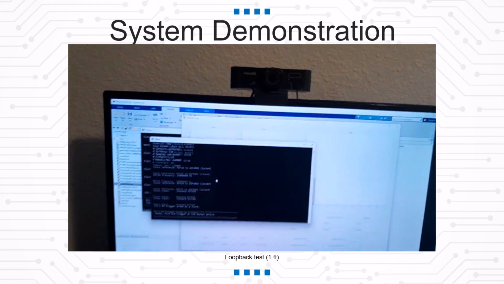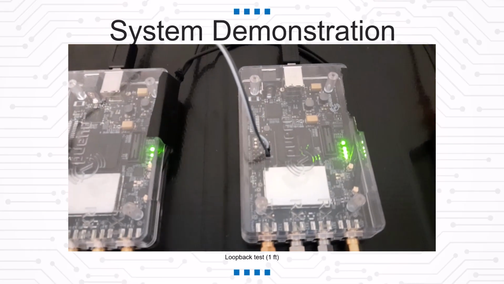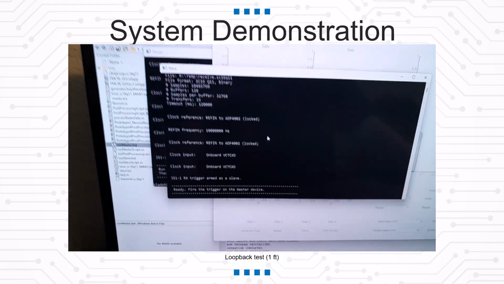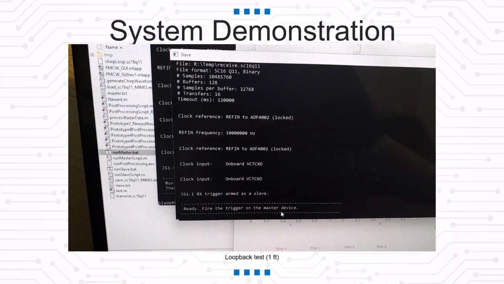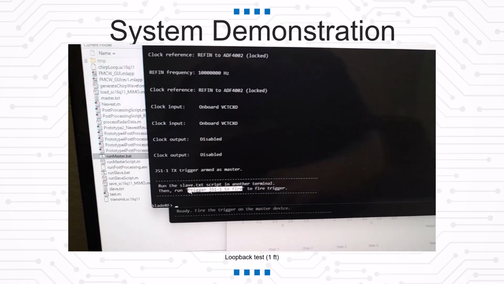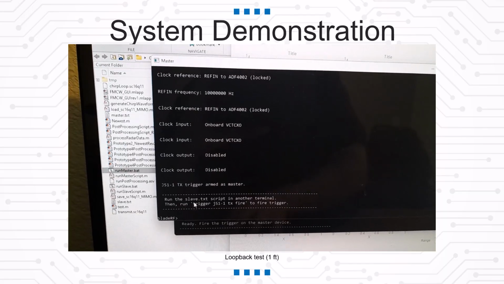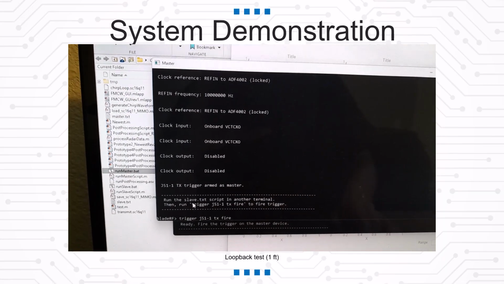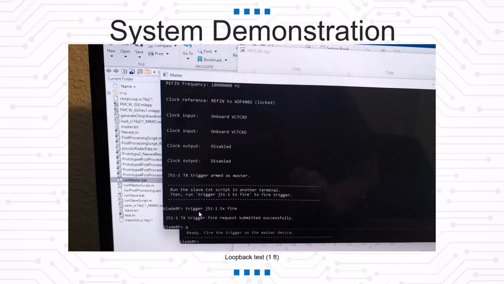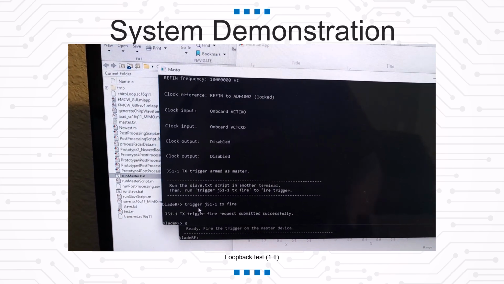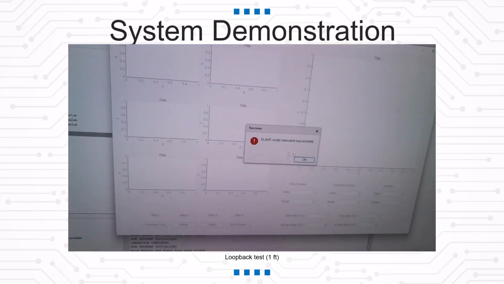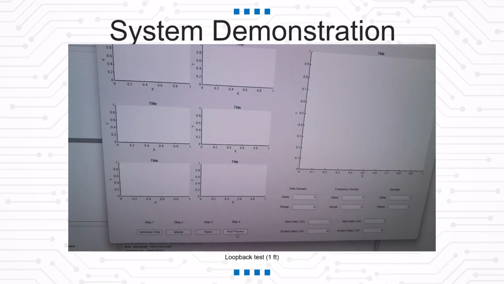Okay, so now the slave module's blinking. Okay, ready. Fire the trigger on the master device. Go back to the master command line interface. I set the code in that description, so it just needs to be copied and pasted. We run it. So now it transmitted and received in that instant. Now I'm just going to exit both command prompts, and then we can do post-processing.